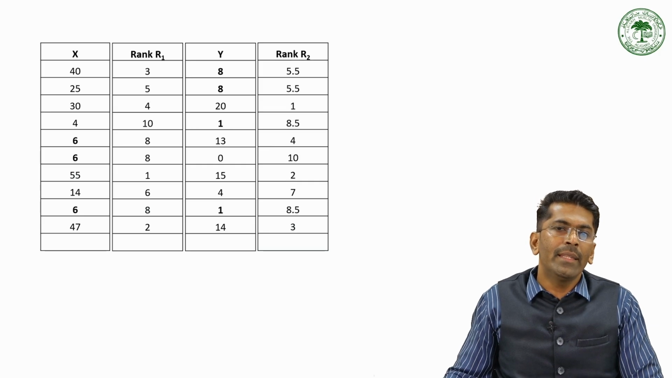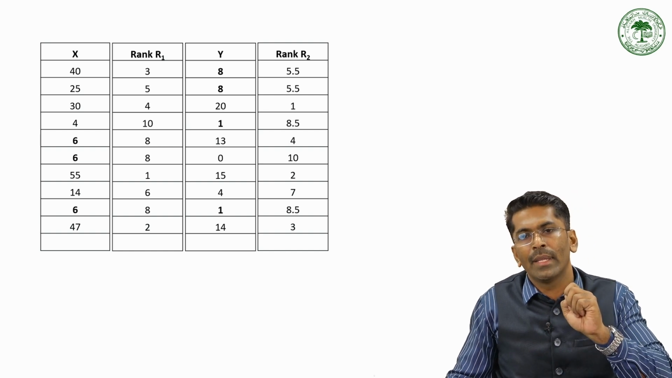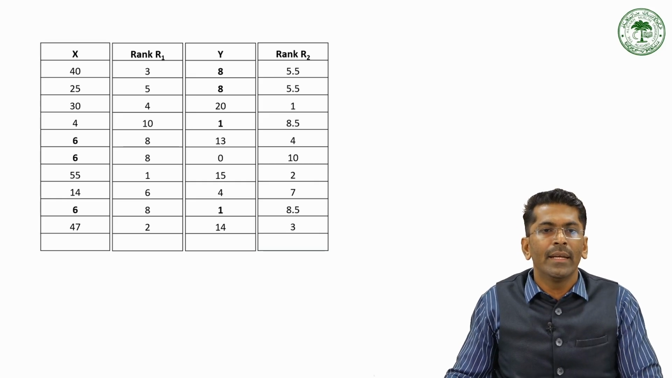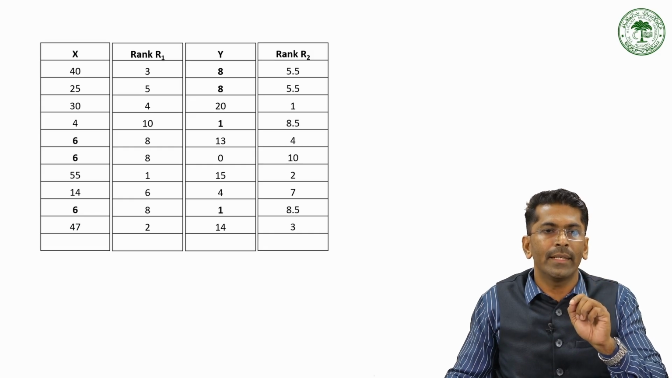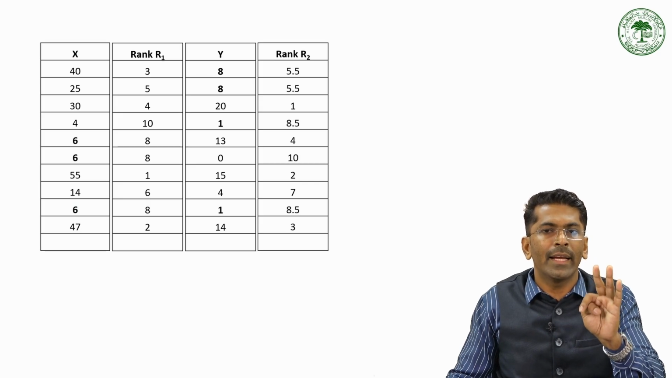In between there are some problems. See here, 6 is repeated thrice. See what happened in this particular case. When 2 or more values are equal, they share the same rank, and each is assigned the average rank. Here in the case of 6, it occupies the 7th, 8th and 9th ranks, since 6 appears 3 times.